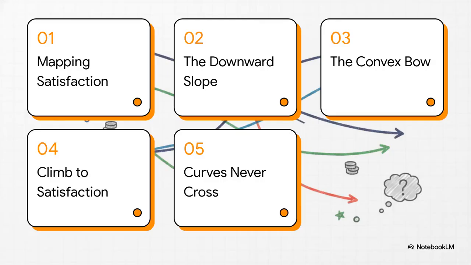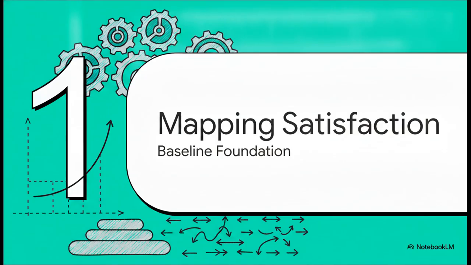Here is our quick agenda for today. First, mapping satisfaction. Then we'll hit the 4 specific geometric properties: the downward slope, the convex bow, climbing to satisfaction, and finally, why curves never cross. All right, section 1, mapping satisfaction.